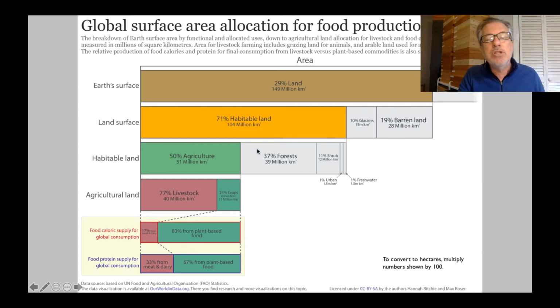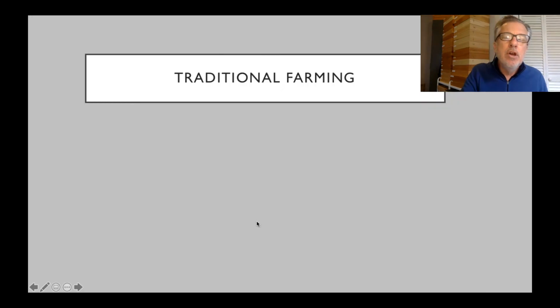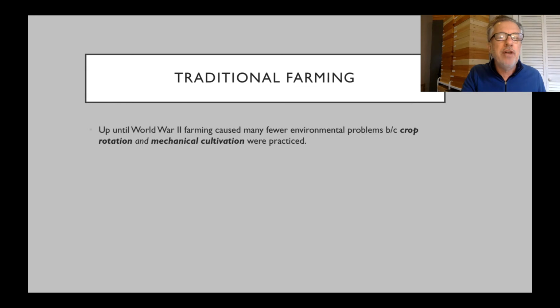By the way, you will notice that the units here are different than the units we've been using of hectares. To convert these numbers to hectares, just simply multiply them by 100, and then you'll have it in hectares, because 1 square kilometer is 100 hectares. Let's think about what traditional farming was like in Western societies. Up until World War II, farming caused many fewer environmental problems because of 2 practices that all farmers used. One was crop rotation and the other was mechanical cultivation.